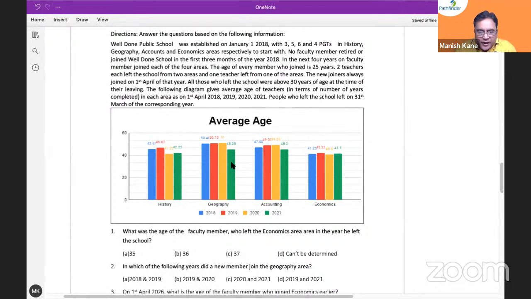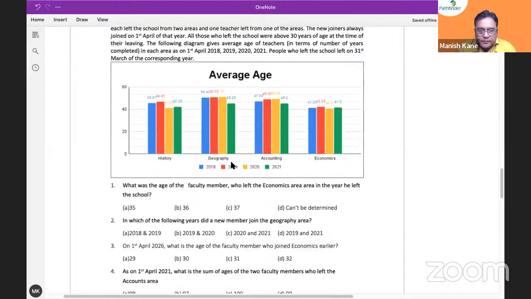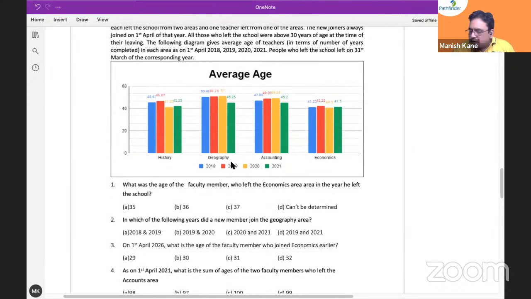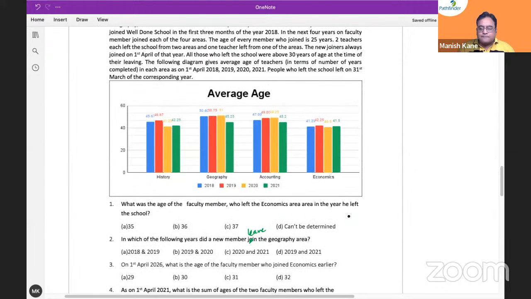And there is one change in question number 2 here. Question number 2, please. There is one small change. Instead of join, this should be leave. Question number 2, instead of join, it should be leave in the geography area. Try solving it.